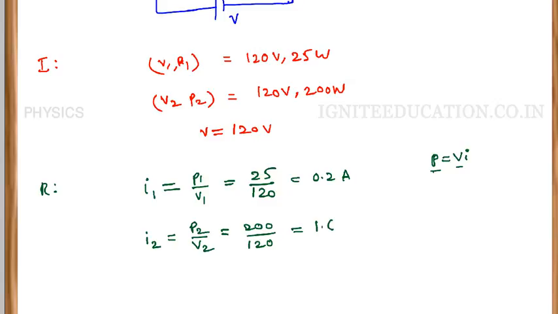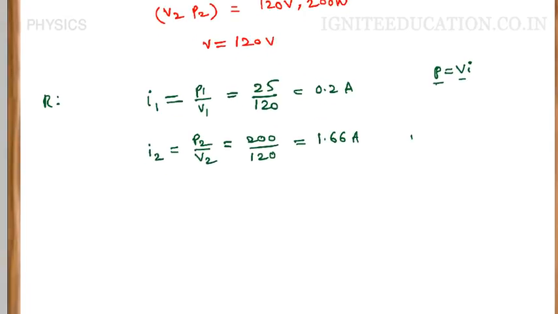That means the current that can be sustained by bulb 1 is less than bulb 2. The first bulb can sustain a current of only 0.2 amperes. If it is connected in a circuit which is drawing more current than that, then the bulb will burn out.